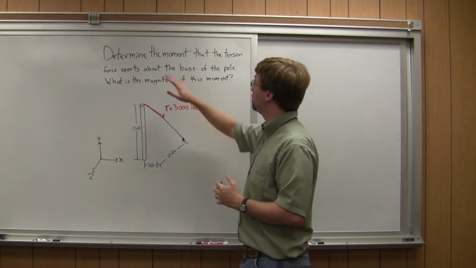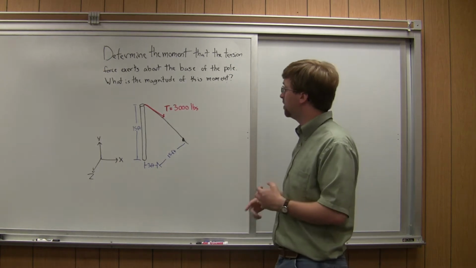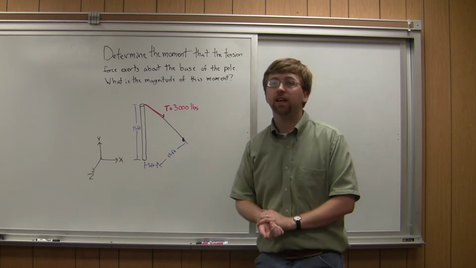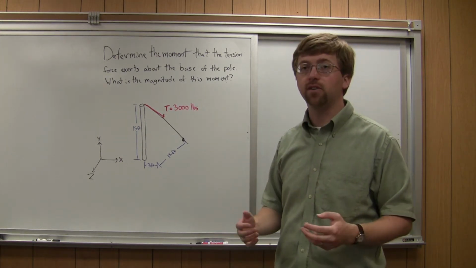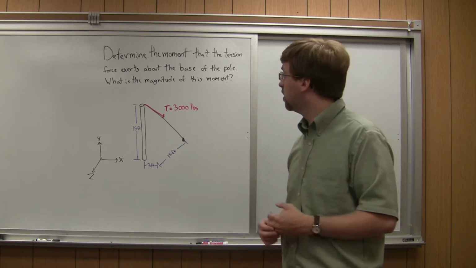So we're asked to determine the moment that the tension force, this force up here, exerts about the base of the pole down here. So once we find the vector that represents this moment, we're also asked to find the magnitude of that vector, which is going to be the overall magnitude of the moment about the base.